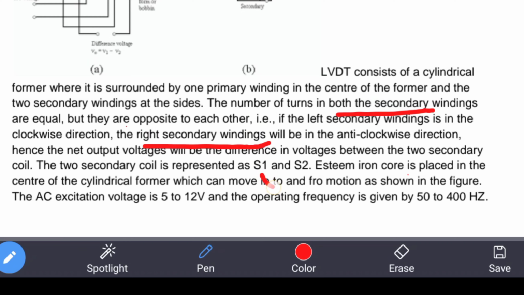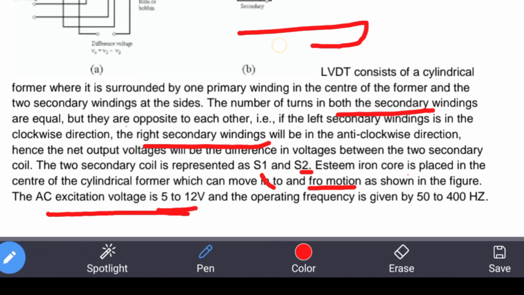The two secondary coils are represented as S1 and S2. The induced voltage in S1 is ES1 and the induced voltage in S2 is ES2. The iron core is placed in the center of the cylindrical former, and it can move in a linear motion. The AC excitation voltage is 5 to 12 volts only. This is the principal diagram, but inside, the LVDT is a very small device.